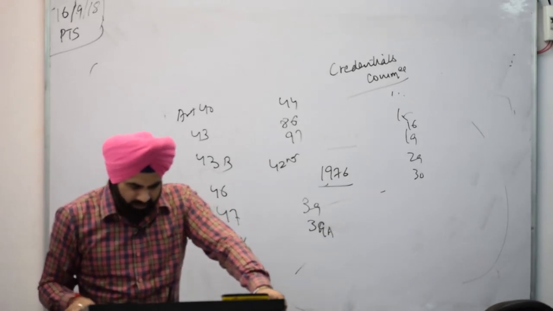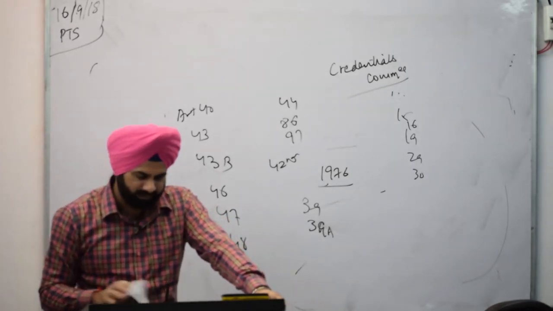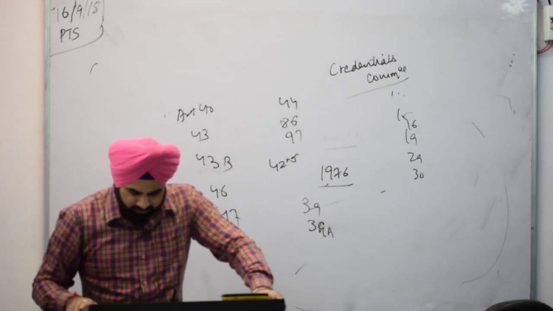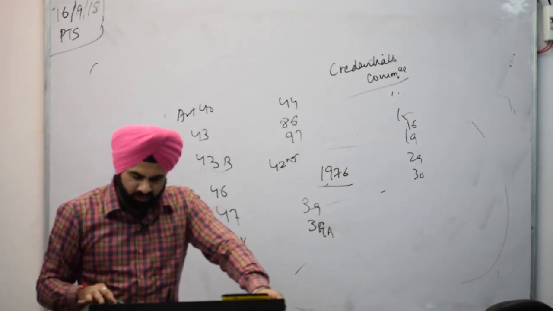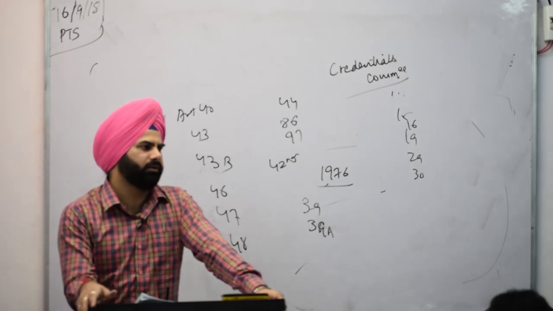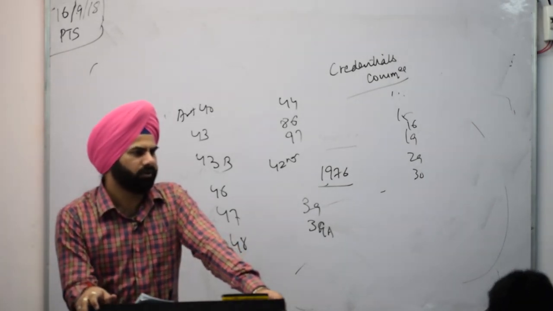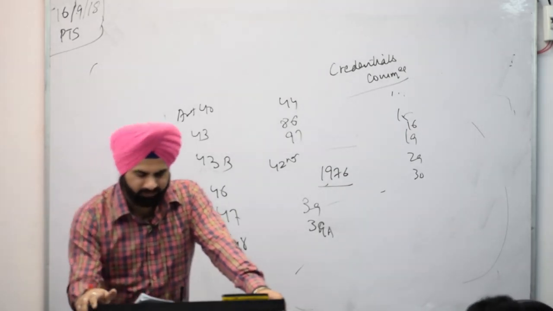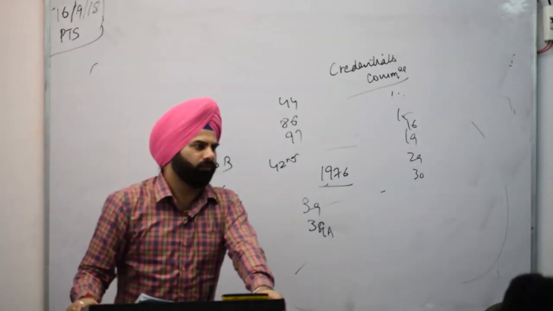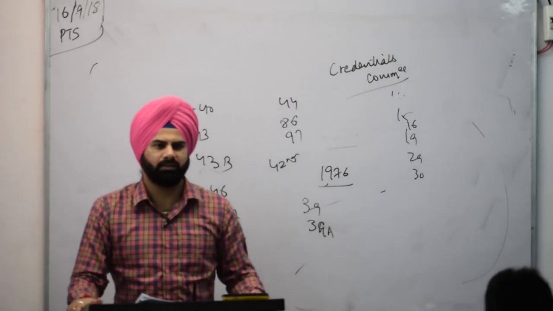52. Consider the following statements, which are correct. In a unitary model of the government, there cannot be more than one level of the government. True, right or wrong? It is wrong. Take for example any unitary model of the government, there are states that are there in the USA. Definitely, it is wrong.